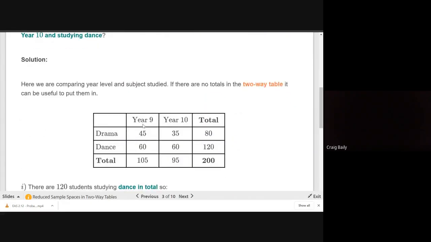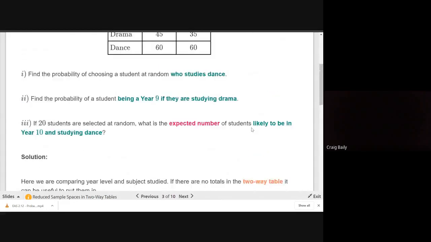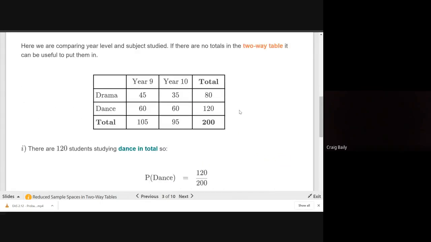Let's have a look at this one. Now notice the totals are not put in. You've got the year 9s and the year 10s, but you are going to need to add in those totals. So if the totals are not listed, you'll want to add those in. First question, find the probability of choosing a student at random who studies dance. Well, a student at random means out of everybody. So a student at random who chooses dance, 120 out of 200.